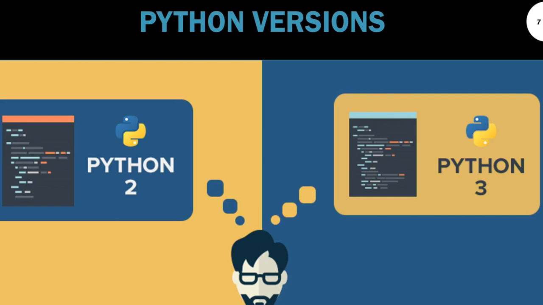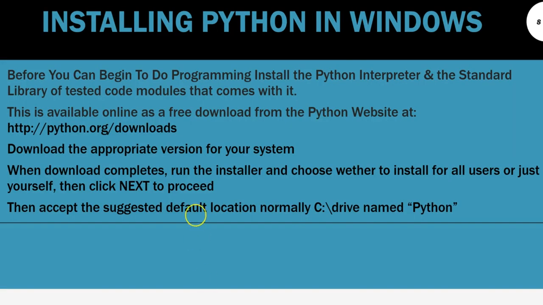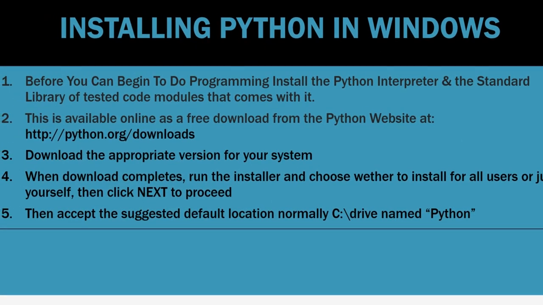So what we're going to start with is getting the tools that we need, and that is installing Python in Windows. I will be going through both installations in Windows and in Linux. Before you can begin to do programming, we need to install the Python interpreter and the standard library of tested code modules that comes with it.